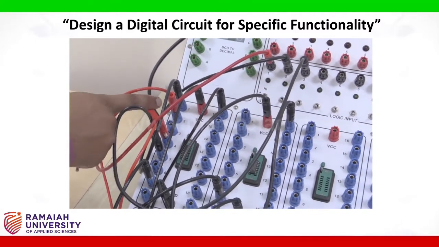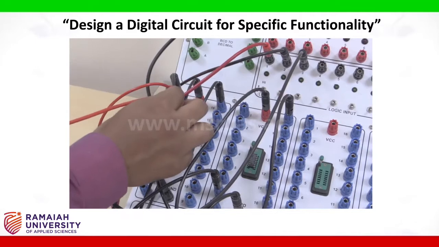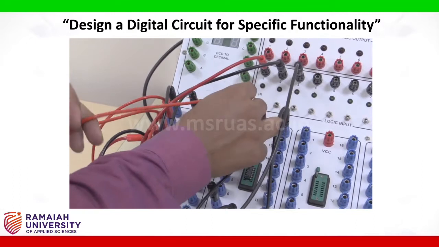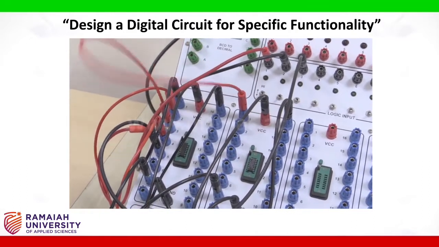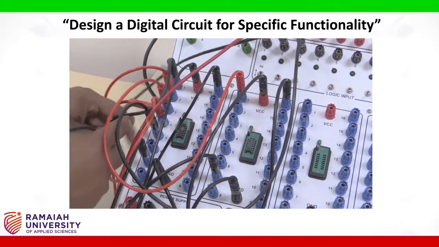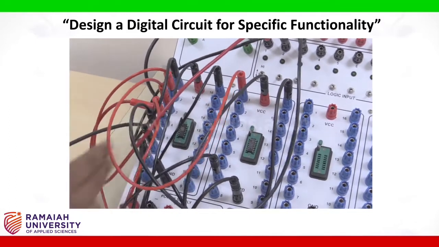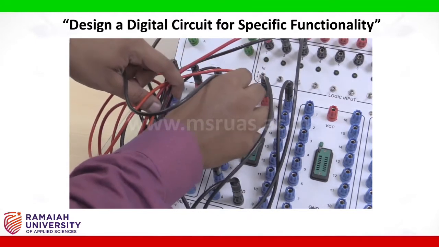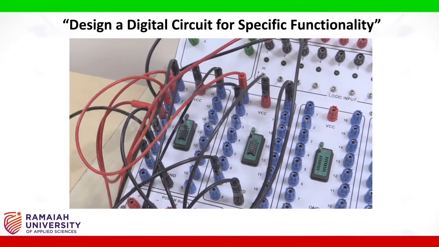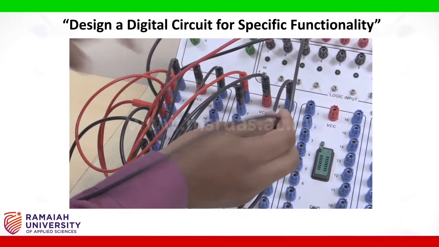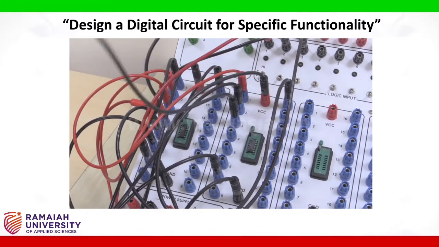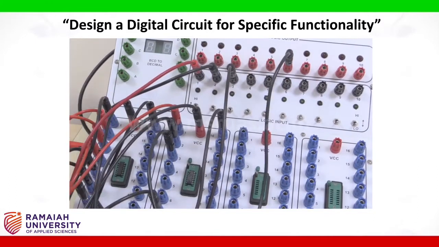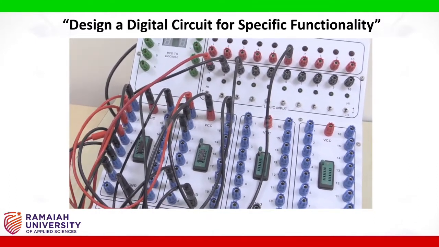So now the output of the AND gate is connected to input of the OR gate, that is pin number 1. An output of one more AND gate, that is pin number 6, is connected as input of the OR gate, that is pin number 2, and output of OR gate, that is pin number 3, is connected as an output. I am connecting it in the output knobs. So this completes the circuit connection.